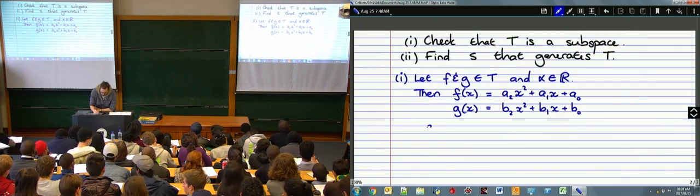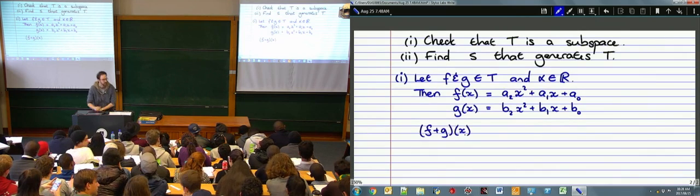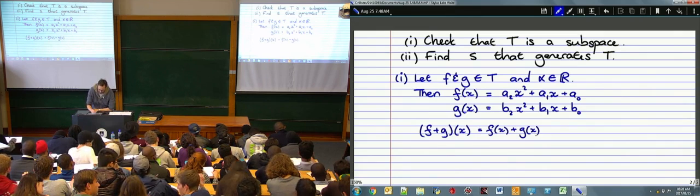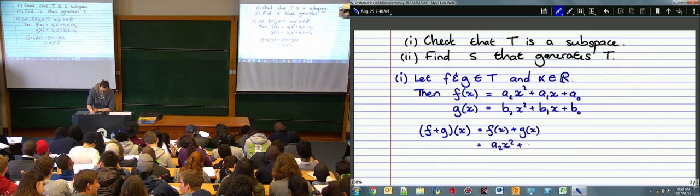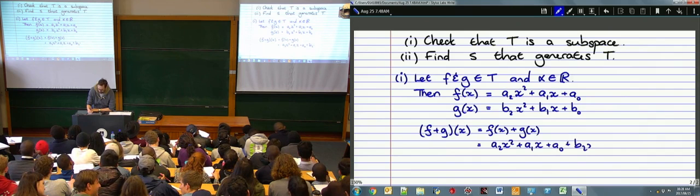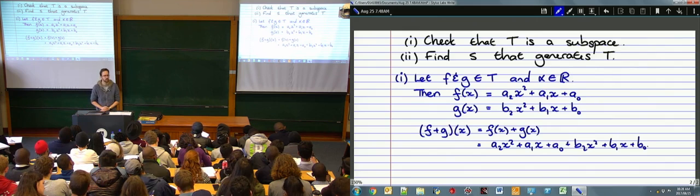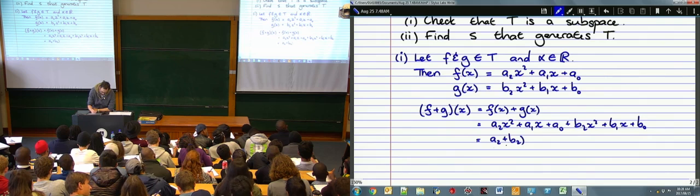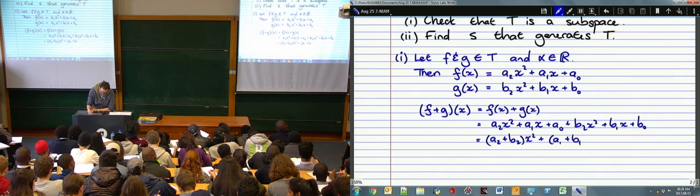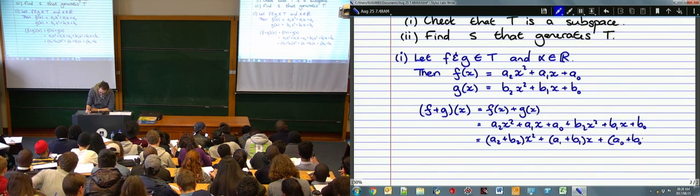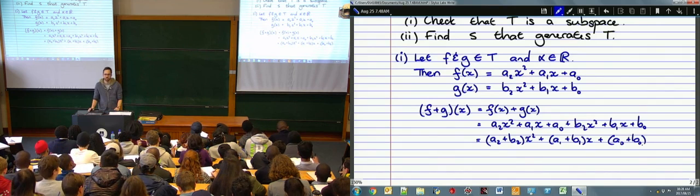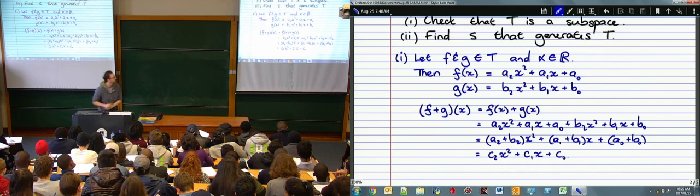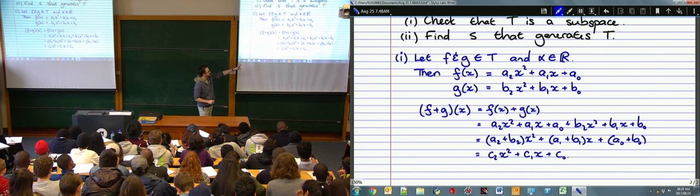So what is this new function, or this new vector, f plus g of x? We said that f plus g of x is just going to be f of x plus g of x. And f of x plus g of x is going to be a2 x squared plus a1 x plus a naught plus b2 x squared plus b1 x plus b naught. We can rearrange the terms and write this as a2 plus b2 times x squared plus a1 plus b1 times x plus a0 plus b0. And a2 plus b2 is the sum of two real numbers. We can just call it c2, a real number. So we'll call that c2 x squared plus c1 x plus c0. We've called a2 plus b2 c2, a1 plus b1 c1, and a0 plus b0 c0.